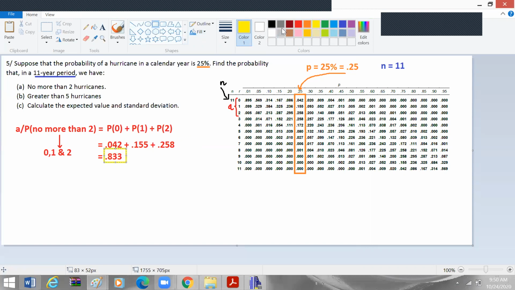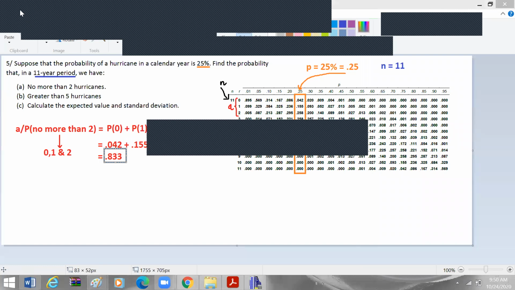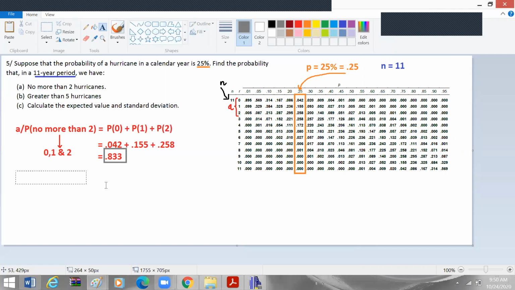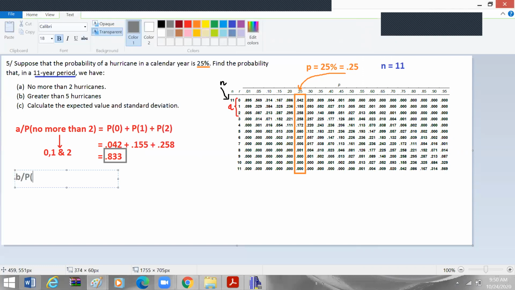For the part B question, we're going to have the probability of greater than 5 hurricanes. So what does greater than 5 mean? Anyone? More than 5. Do we count 5? Do we count 5 for that? Right? 6, 7, 8, 9, 10, 11. That's it. Just add 6 plus 7 plus 8 plus 9 plus 10 plus 11.